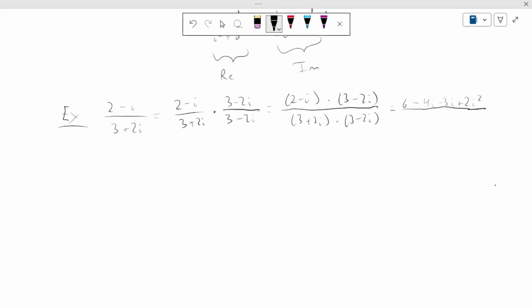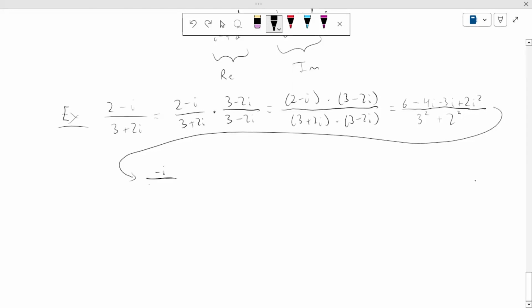In the denominator here, you don't have to FOIL it out, but you can if you want to. You're just going to get 3 squared plus 2 squared, if you FOIL it out. I'm going to bring that back here. So I'm going to write this (2 - i) over (2 - i) times (3 + 2i). Right now we have this mess. So this is 6 minus 4i minus 3i plus 2i squared, all over 3 squared plus 2 squared.